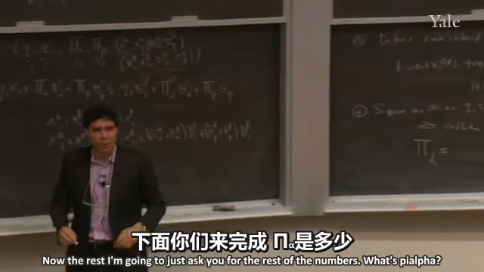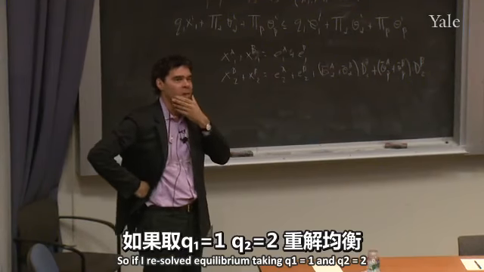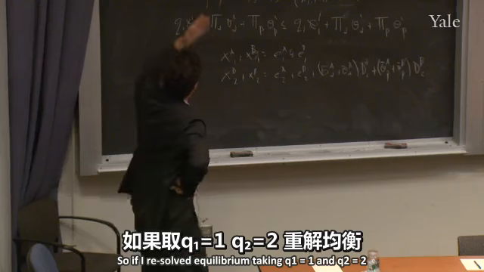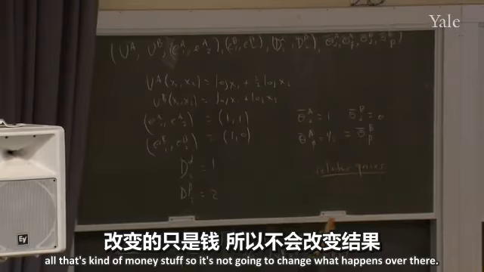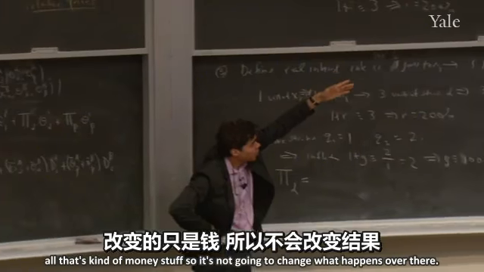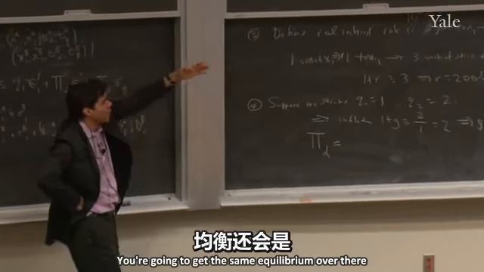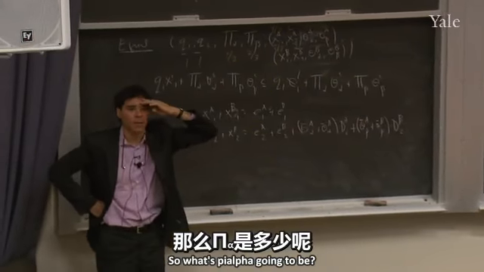I've done my work. Now I'm going to just ask you for the rest of the numbers. What's pi alpha? If I resolved the equilibrium, taking Q1 equal to 1 and Q2 equal to 2, all that's kind of money stuff, so it's not going to change what happens over there. You're going to get the same equilibrium over there, and you're going to go back to over here. So what's pi alpha going to be?